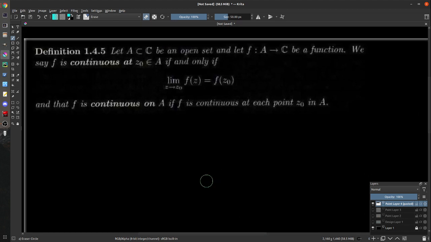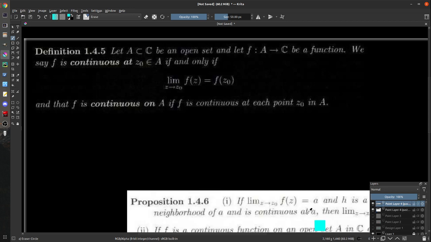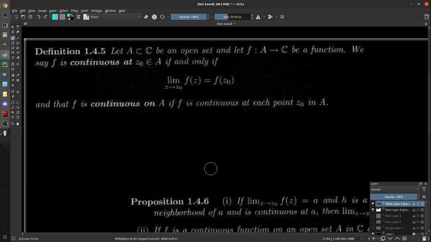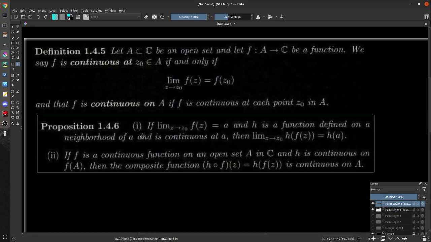So this is how your book does continuity right there. And then we get a whole slew of theorems about continuous functions. And these guys we are all probably pretty familiar with, or at least have seen some incarnation of in regular old calculus.